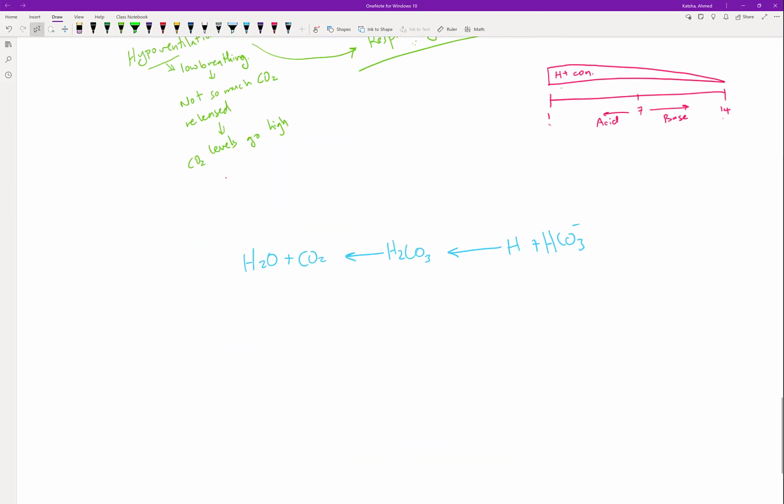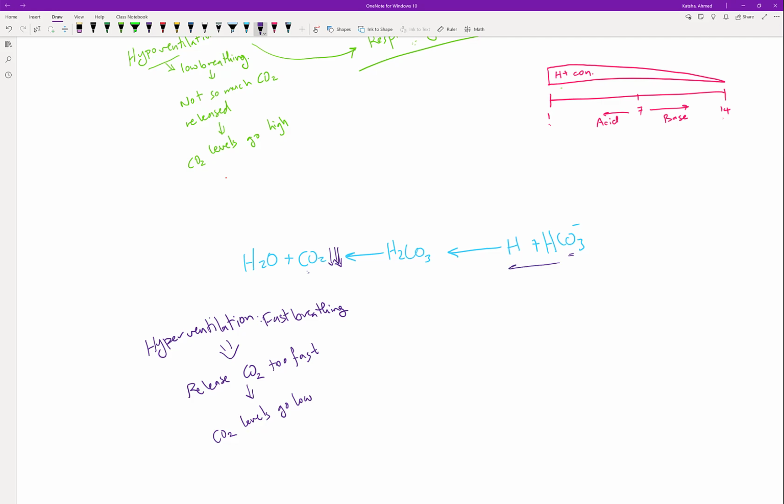Okay, what about hyperventilation, or the fast breathing? What does it mean? It means I'm releasing CO2 too fast, which means low levels of CO2. So here I'm losing this CO2. Think maybe it's 6% now or 5%. The plasma will say, no, this is too low, we need some of the CO2. From where will we get it? We will get it from this. So in this case, I will move this equation in this direction to compensate for the CO2.